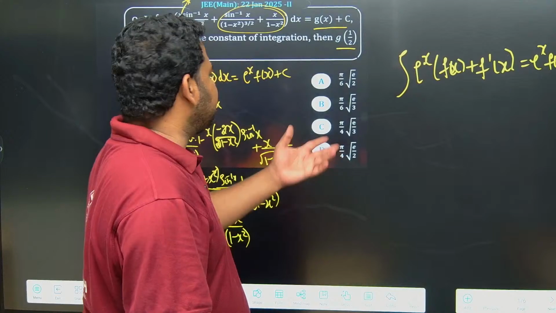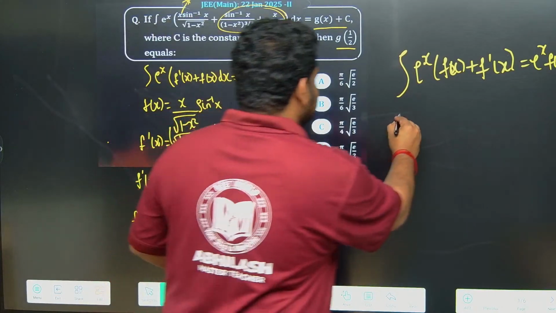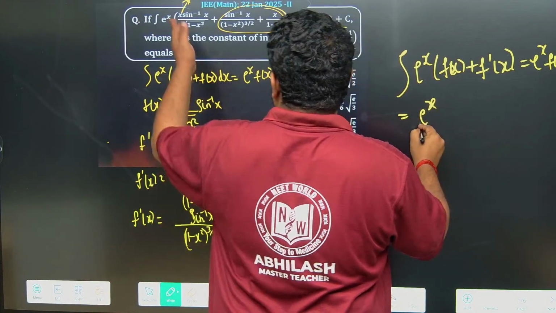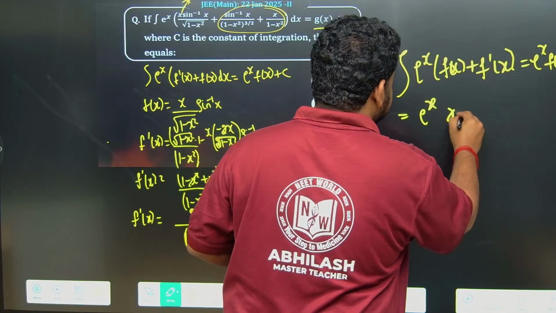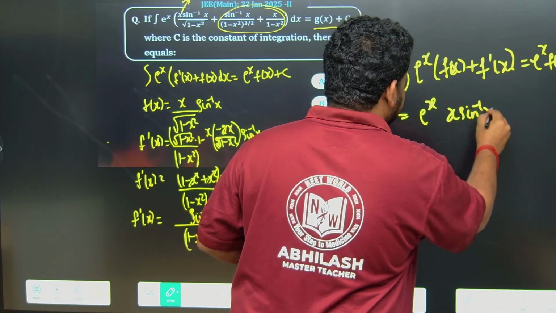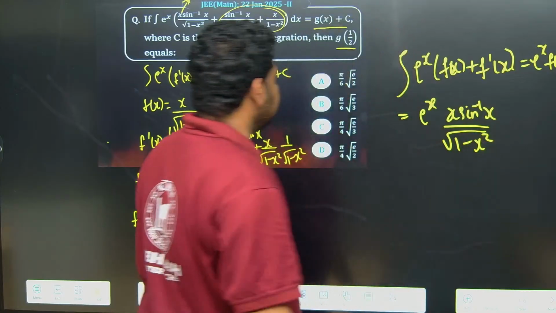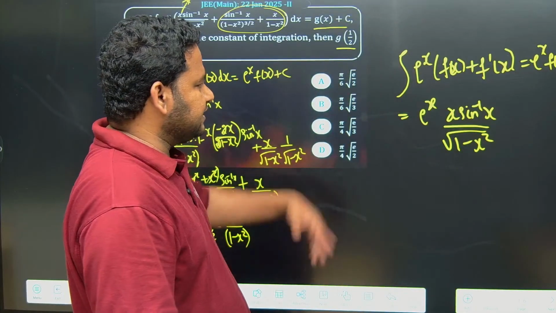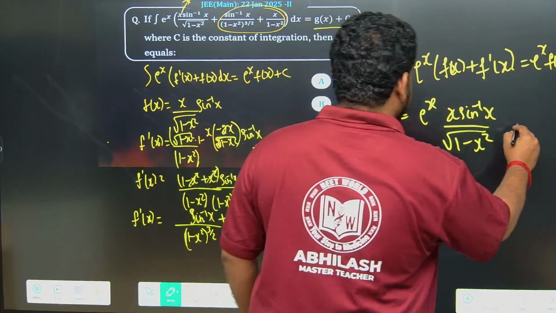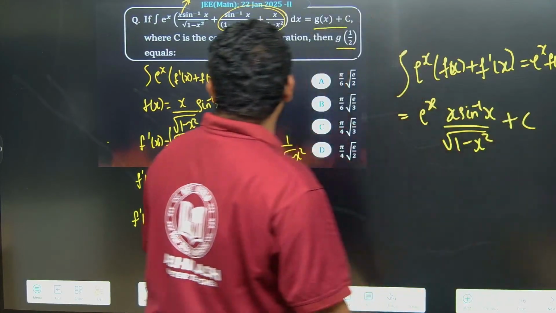Now e power x into f of x plus c is nothing but e power x, and f of x we get as x times sin inverse of x by square root of 1 minus x square. This is what we got after integration, plus c, where c is the constant of integration.